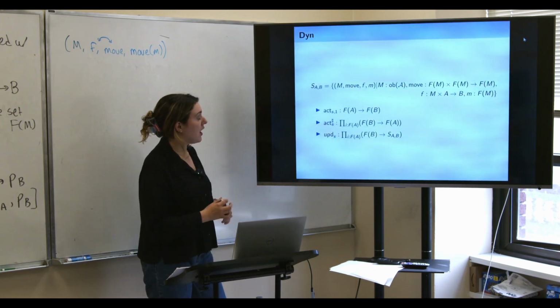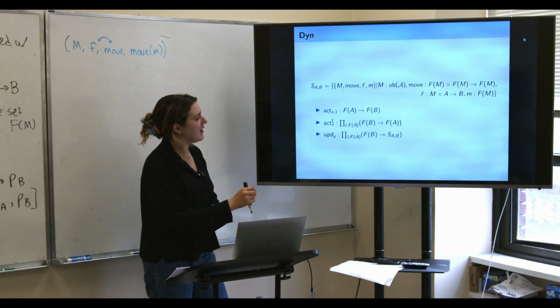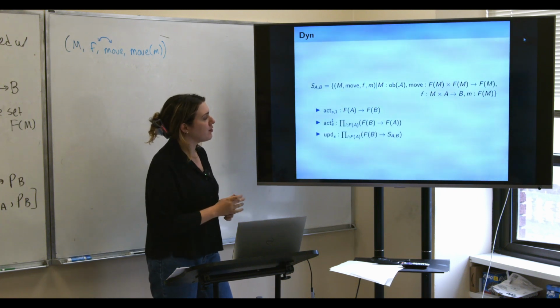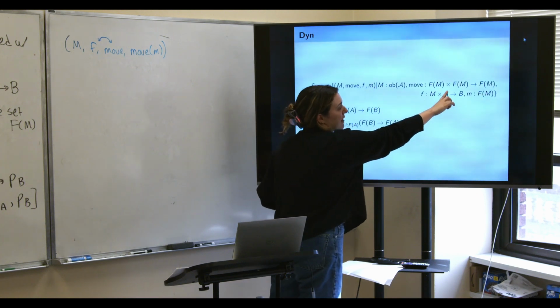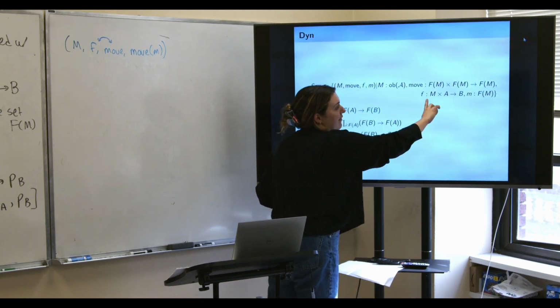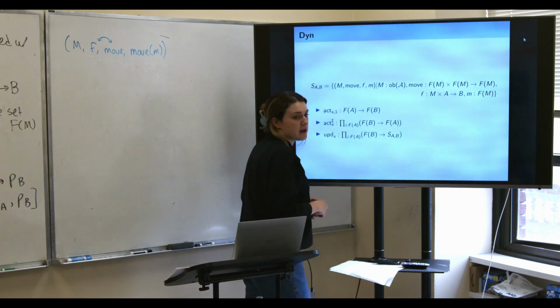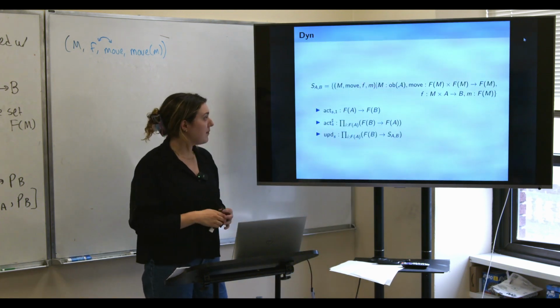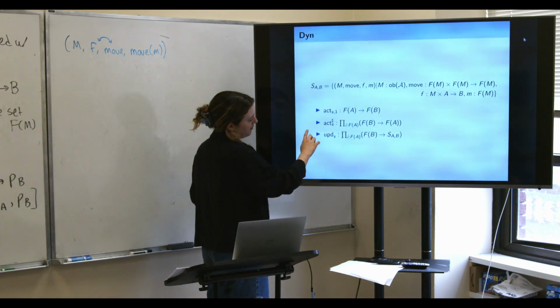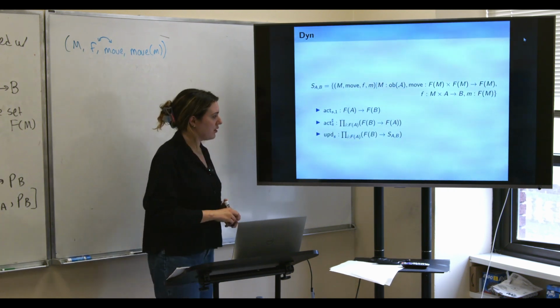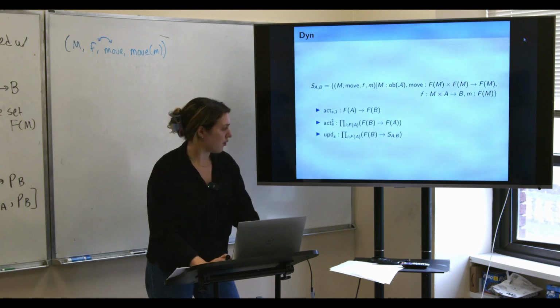And our state set is now going to be quadruples of an object in A. Our move function is going to go from f of m times f of m to f of m, from m times a to b, and then a choice of parameter little m in f of m. And then our actions and updates are going to be of the following form.